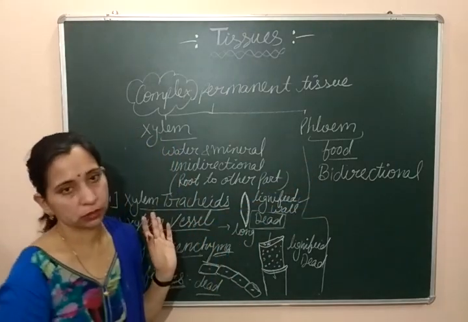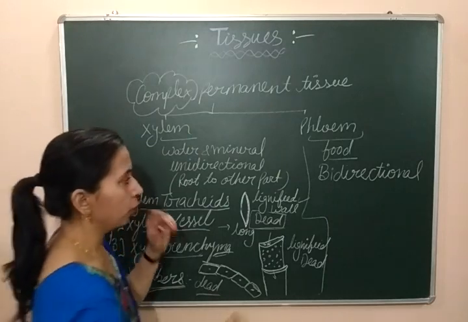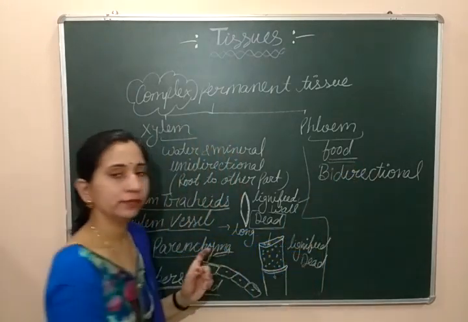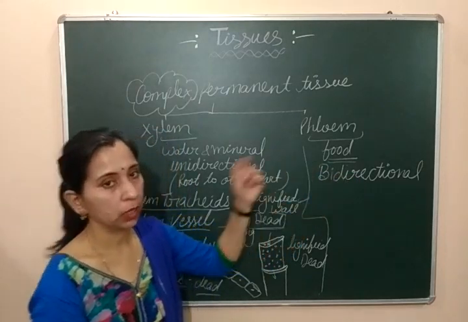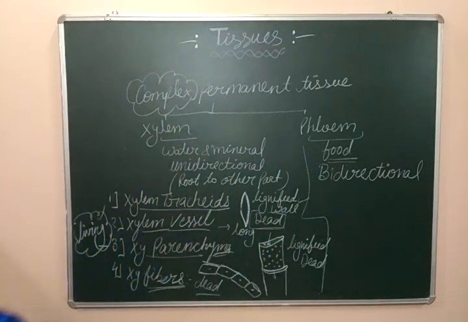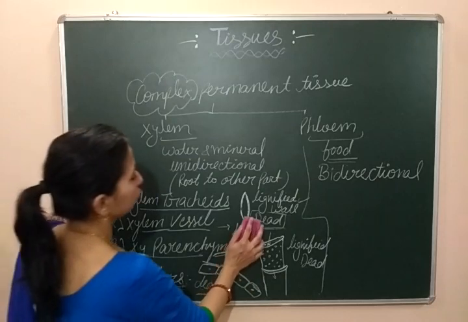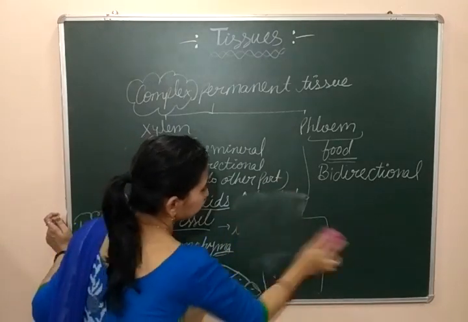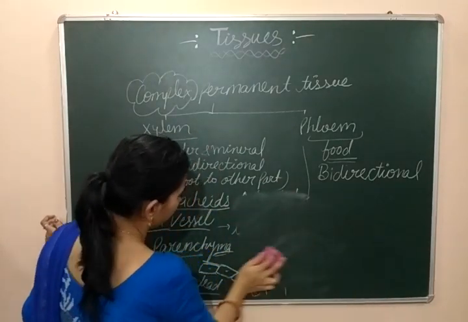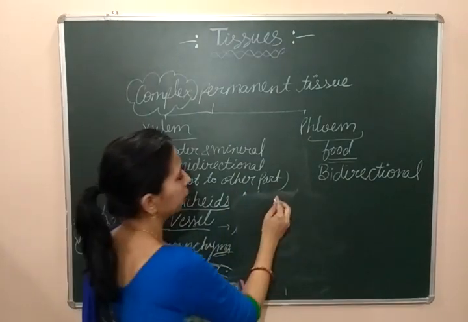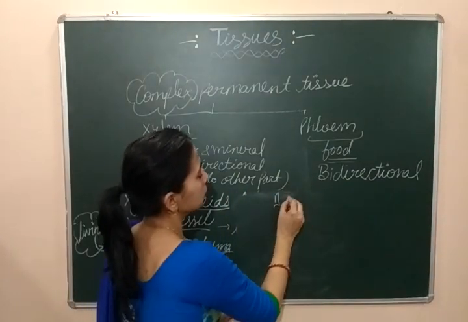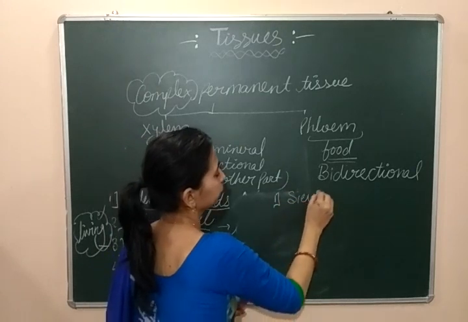Next type of complex tissue, that is phloem. Phloem, as we already discussed, it helps in the transportation of food, and the movement is bi-directional. Let's see what are the components of phloem. अब phloem के component कौन-कौन से हैं उनके बारे में बात करते हैं. Like xylem, phloem also has 4 components. Phloem के भी 4 component हैं. First component is sieve tube.